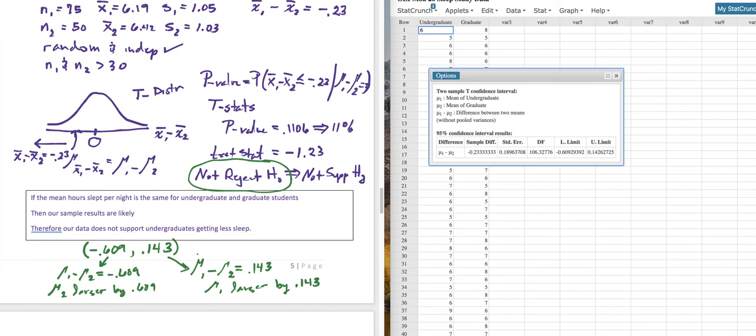But so again, this confidence interval is showing us that we don't support either group getting more or less sleep than the other. Part of our interval estimate has graduates getting more sleep. The other part of our estimate has the undergraduates getting more sleep. So no way for us to conclude that either group gets more sleep than the other.